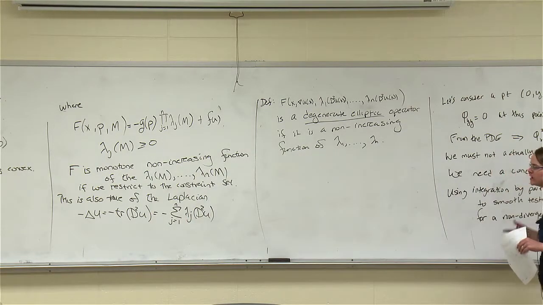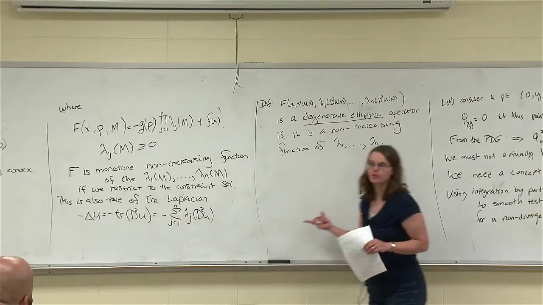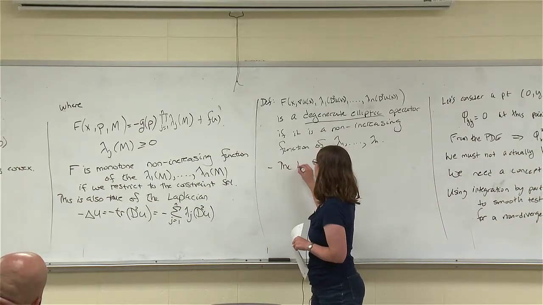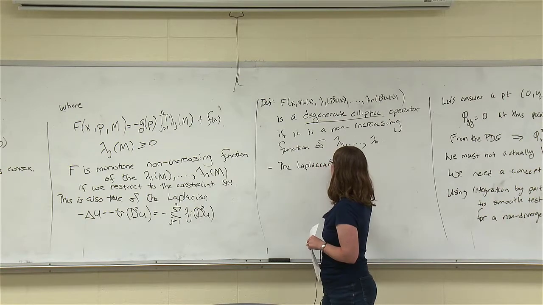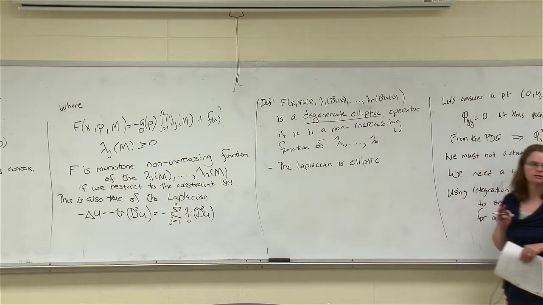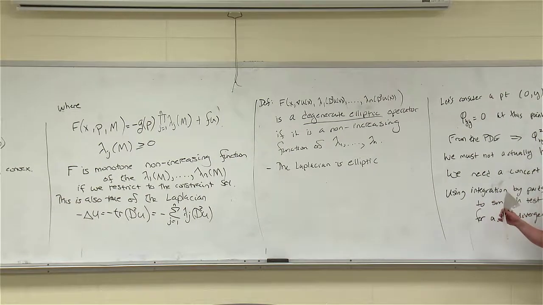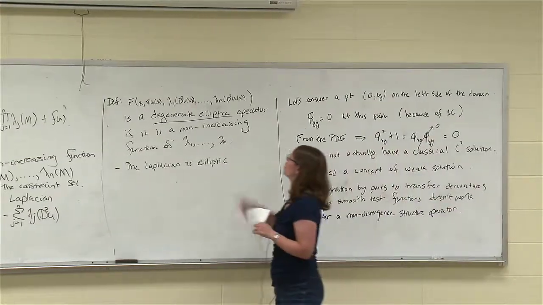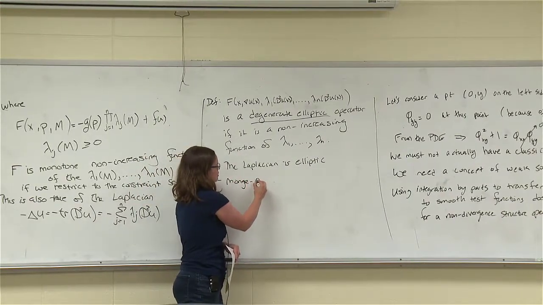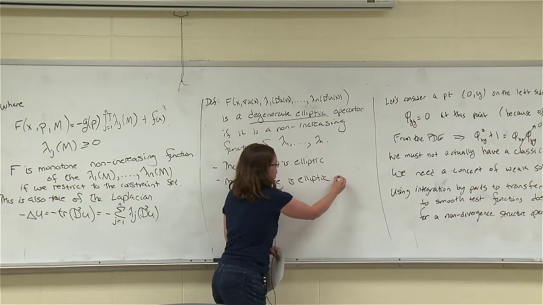Okay, so using this definition, the Laplacian is an elliptic operator, which is good. We better be able to capture that in our definition. So certainly the Laplacian is elliptic. Monge-Ampere is elliptic, but again, not for all functions. It's only going to be elliptic on the space of convex functions. So Monge-Ampere is elliptic on the space of convex functions.